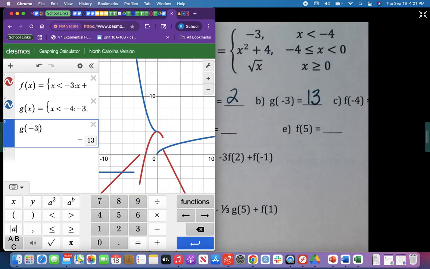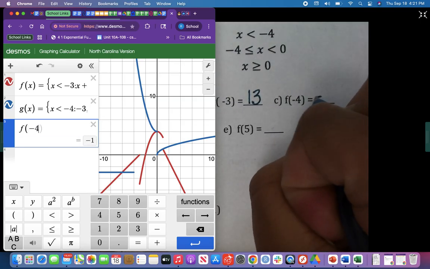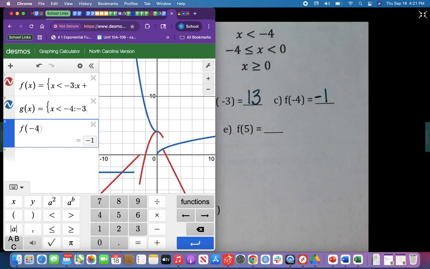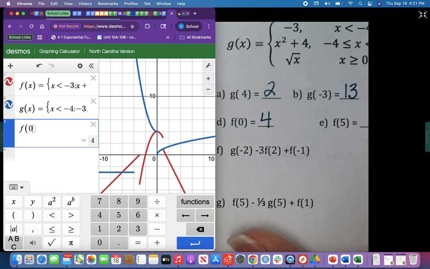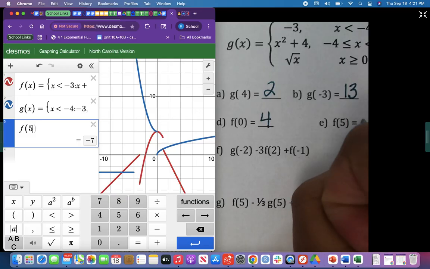F of negative 4. So now I need to change this to F. So F of negative 4, that's negative 1. F of 0, that is 4. F of 5, that is negative 7.